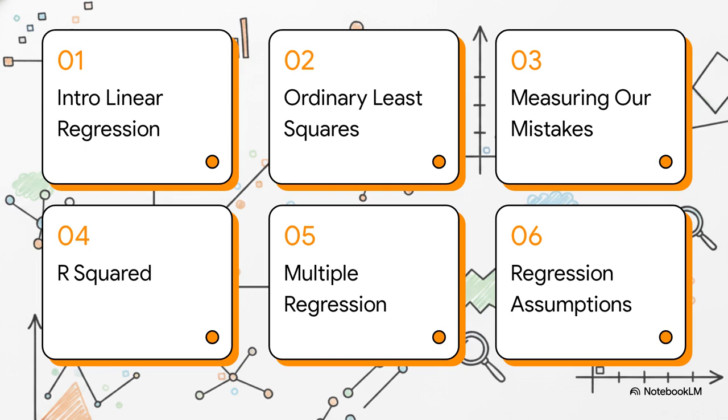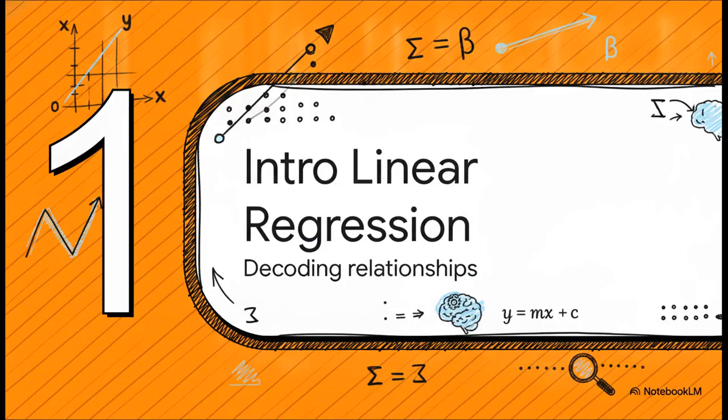We'll start with an intro to linear regression, move into ordinary least squares, talk about measuring our mistakes, dive into the coefficient of determination, scale up to multiple linear regression, and finish off with some essential regression assumptions. All right, let's jump right into section 1, Intro to Linear Regression.